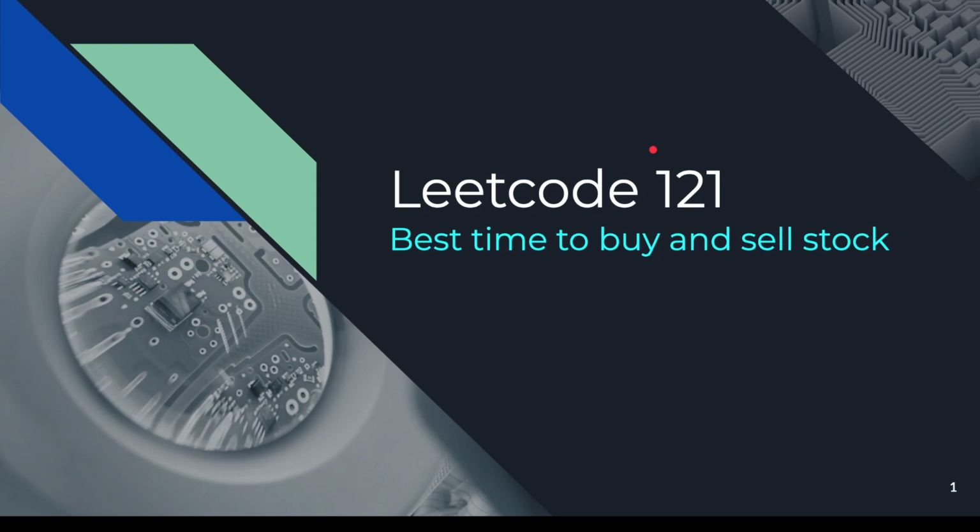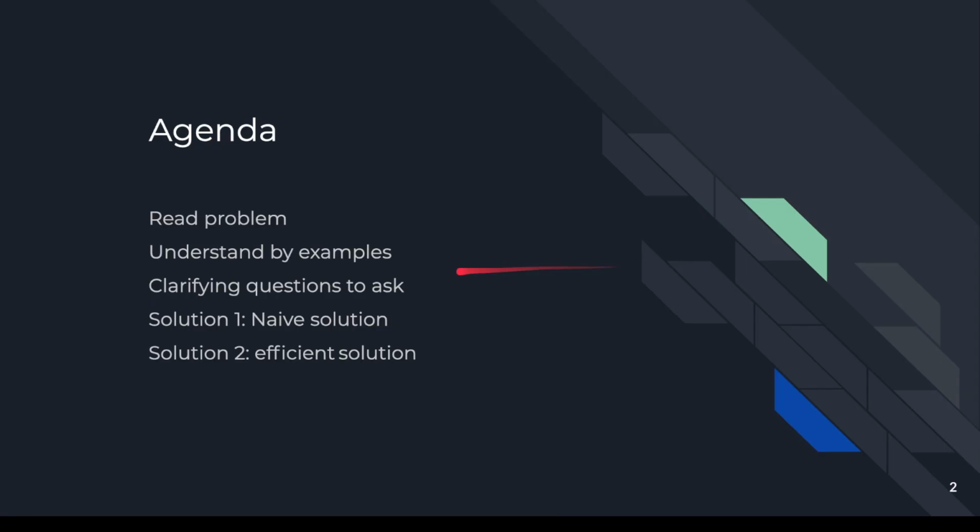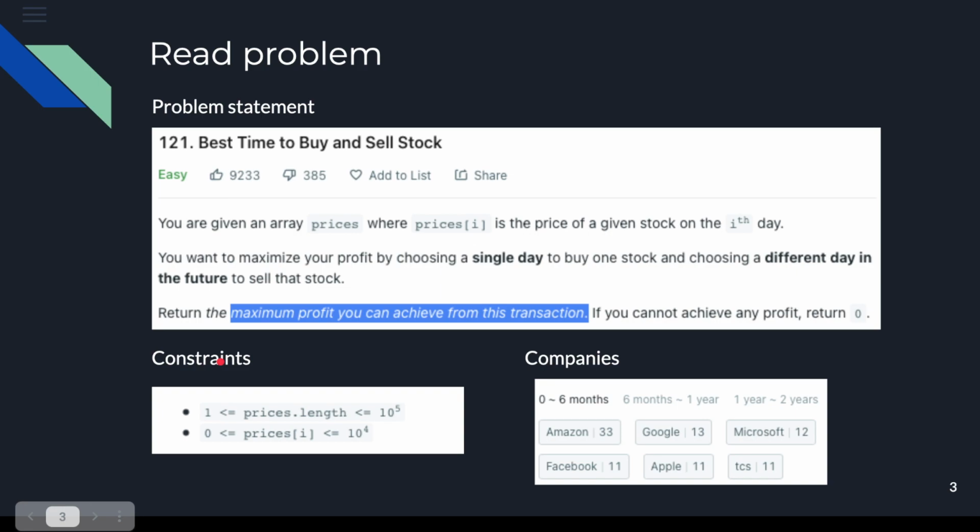Welcome to my channel. Today we are looking at another Leetcode problem, that is best time to buy and sell stock, which is problem number 121 Leetcode. In this video, first we will be reading this problem and try to understand the problem with few examples, and then after that we'll try to cover a few clarifying questions that we should ask to the interviewer when this question is asked during the interview. And in the last, we'll look at the solutions to the problem and try to submit the solutions in the Leetcode for verification purposes. And now let's dive into the question.